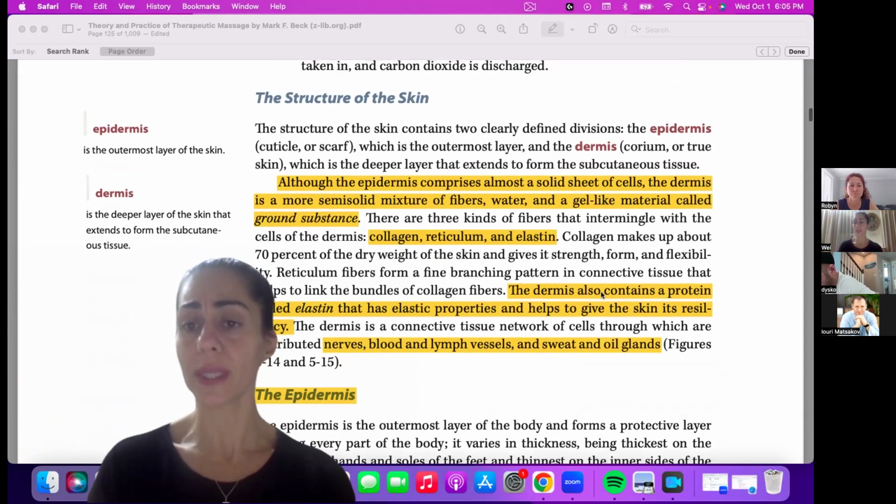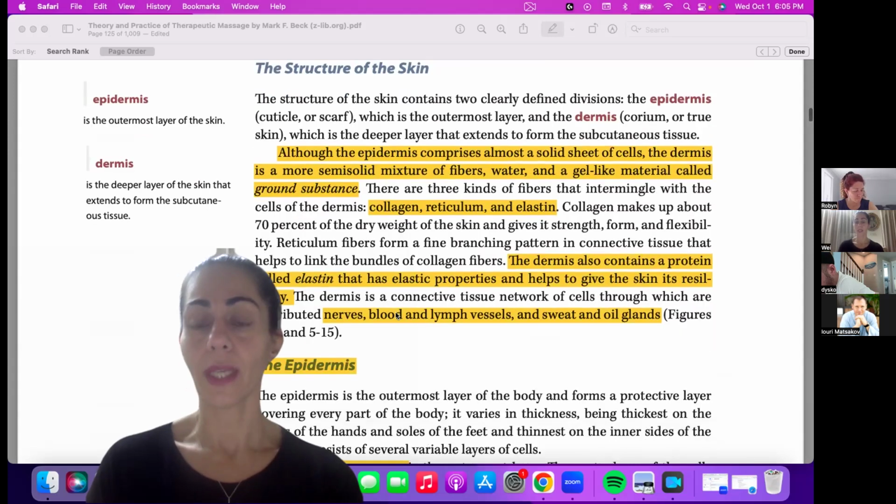Now, also, there is a protein called elastin that gives the elasticity in the skin and the resilience. You're going to also find in the dermis nerves, blood and lymph vessels, and sweat and oil glands.